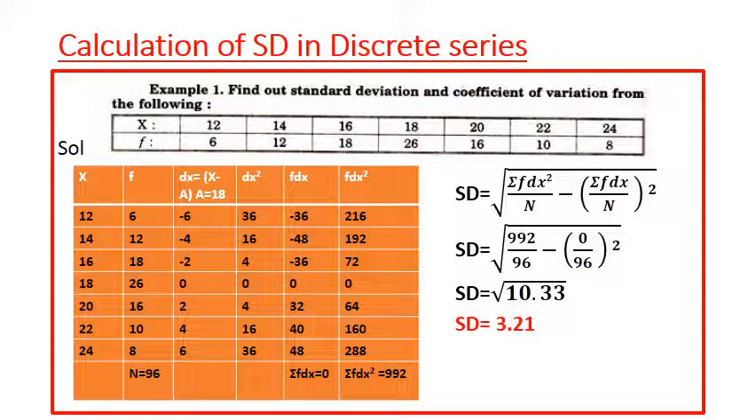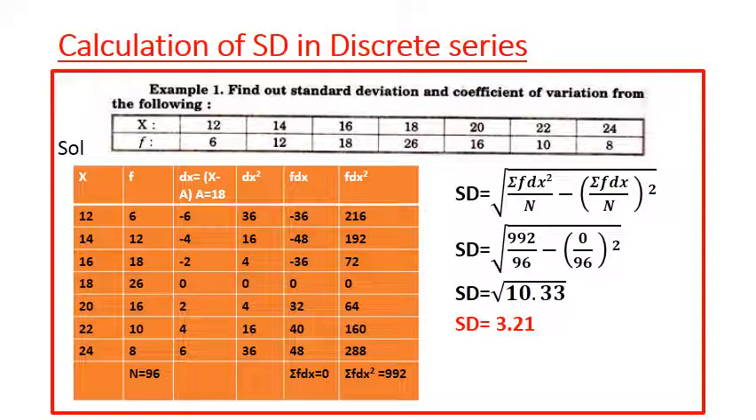And you know standard deviation is equal to under root of summation of f dx square divided by n minus summation of f dx divided by n whole square. And you can substitute the values. Here 0 divided by 96 is 0. So 992 divided by 96 is 10.33. So under root of 10.33 is 3.21.